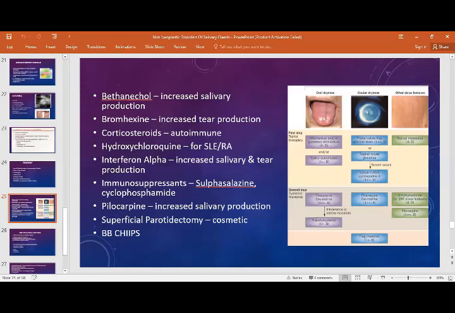Anyways, these are other medicines which are helpful to increase our salivary and tear production, like interferon alpha, and some of the immunosuppressants, medicines like cyclophosphamide and sulfasalazine. These are important in the case of systemic therapy. So these are basically the different complications that occur due to Sjogren syndrome.